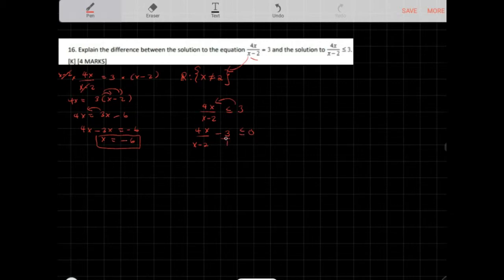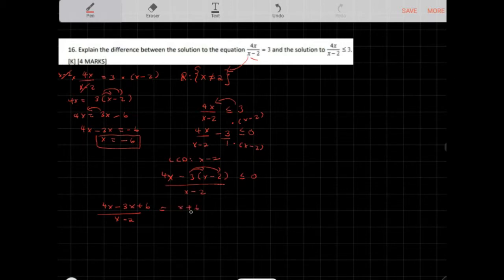Now what you want to do here is simplify this, and the way you can do this, I'm going to make sure that the lowest common denominator here is x minus 2. So I'm going to multiply this by x minus 2, and we get 4x minus 3 times x minus 2 over x minus 2. It looks really familiar to the previous question, but we can see that the procedure is a little different. So you get 4x minus 3x plus 6 over x minus 2. And if I simplify this, I get x plus 6 over x minus 2, and this should be less than or equal to 0.